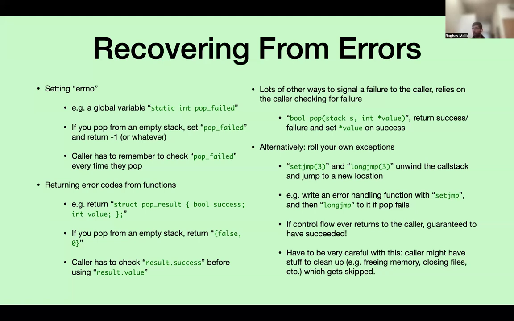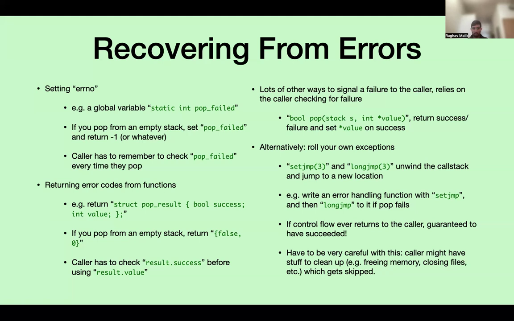That way the caller knows, if control flow ever returns to them, that if your code continues executing after calling the pop function, that means the pop succeeded. So you don't have to remember to check anything, right? If pop failed, it'll just never get back to you. So that's nice. The problem is you have to be careful with this, right? We could go over longjmp again. It's a little bit weird.